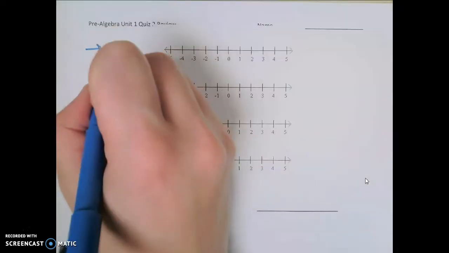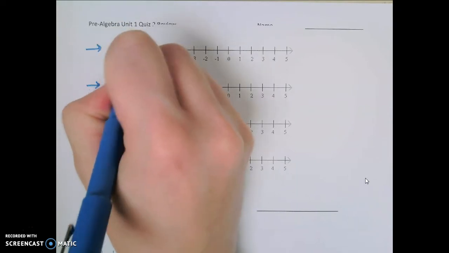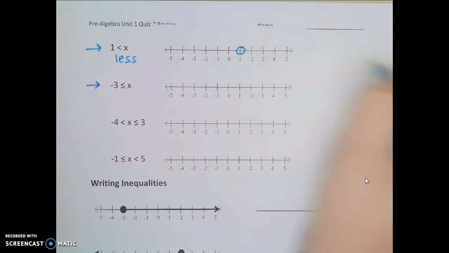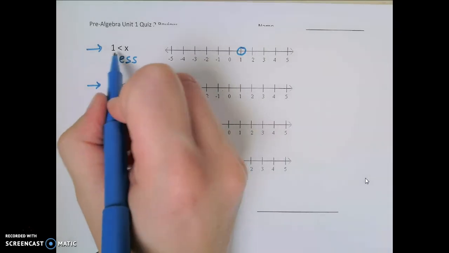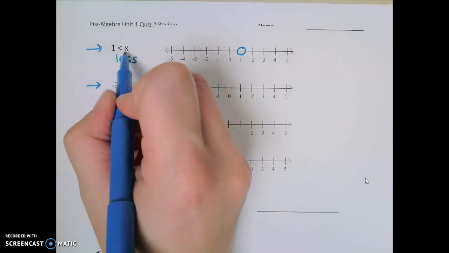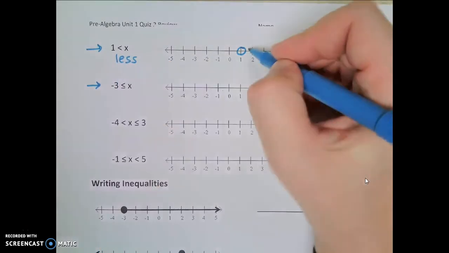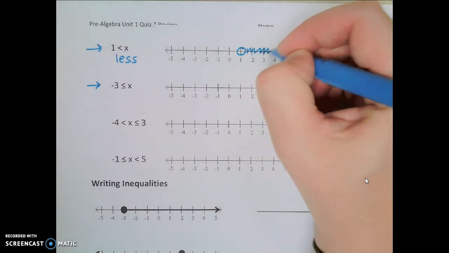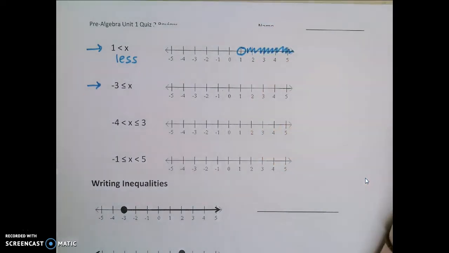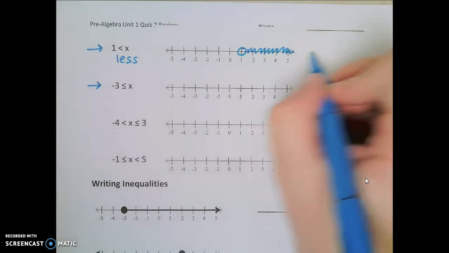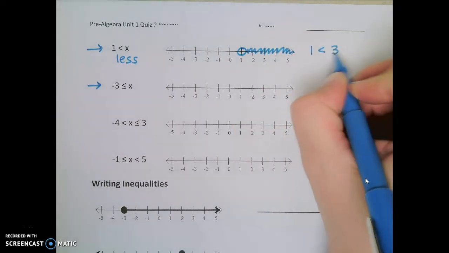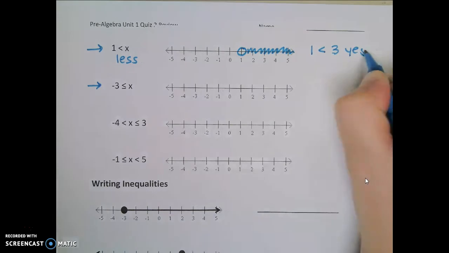Okay, so here we have 1 is less than x, so I'm going to do an open circle on the 1, and then I have to see where is 1 less than, like what numbers is 1 less than? Well, 1 is less than 2, and 3, and 4, and 5, so I'm going to shade up here, and then I can pick a number just to check, so 1 is less than 3. Yes, that means I shaded in the right direction.